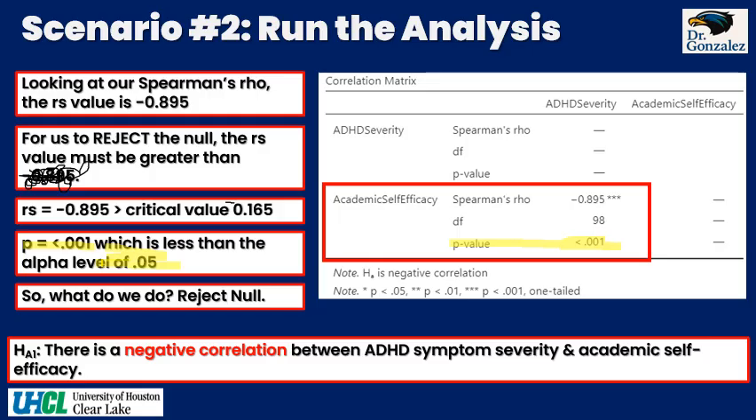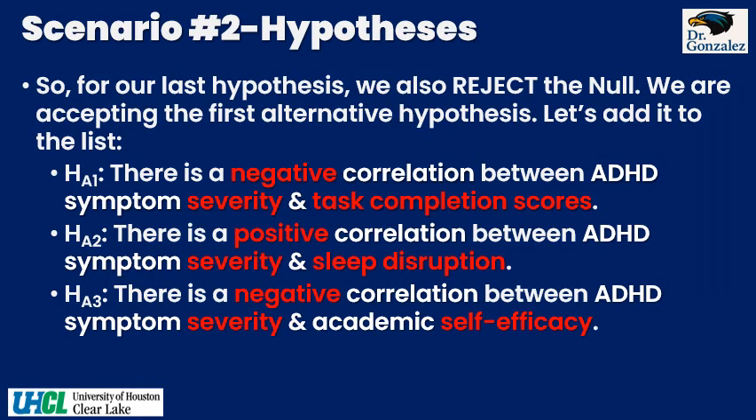So let's look in summary at our 3 hypotheses there. For our last hypothesis, we also rejected the null. So for all 3, we have rejected the null, and we have adopted our alternative hypotheses as true and correct here. So there's a negative correlation between ADHD symptom severity and task completion scores, a positive correlation between severity and sleep disruption, and negative between severity and self-efficacy.